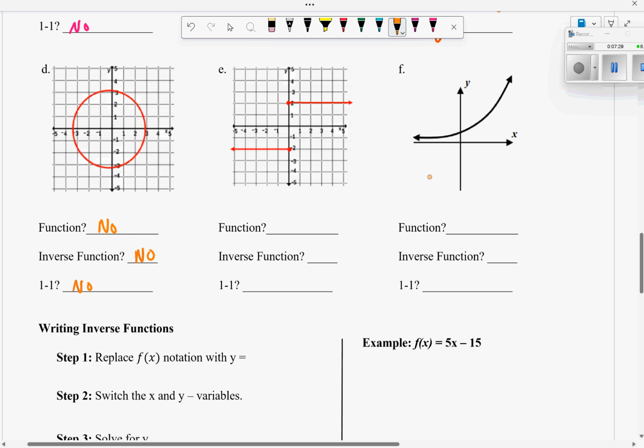For the next one, is this a function? If you look right here, these are both closed circles. So because of that, this is not a function. And also, if it's a horizontal line, it's not going to pass the horizontal line test. And so it's not going to be one-to-one.